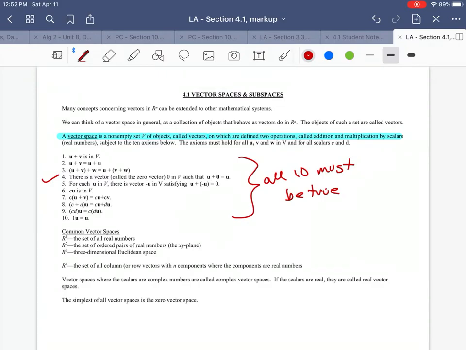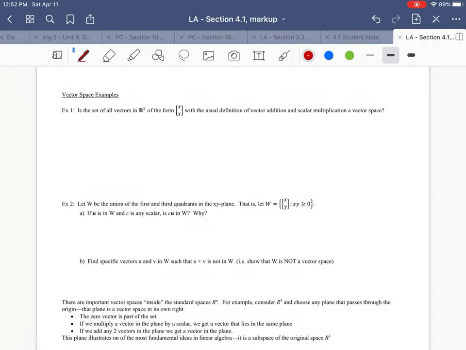All right, so some vector spaces you already know. The set of real numbers. You've got a set of ordered pairs, 2 dimensions, and you have 3 dimensions. And then you have all your row and column stuff. And so these are all the things that you already know, and maybe you didn't call them vector spaces, but they are. All right, so here's a vector space example.